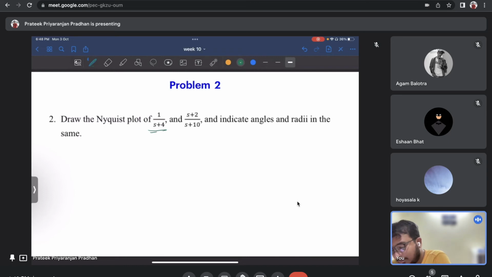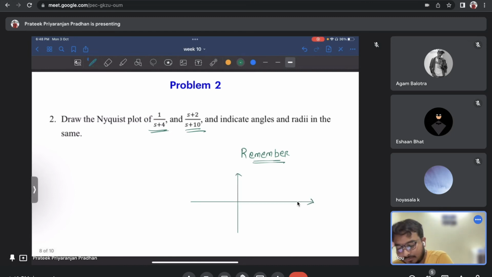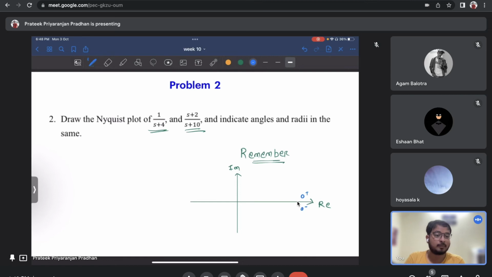So before going to these two, remember this, it will always help you. This is kind of the shortcut which I generally give in the class. This is the real axis, this is the imaginary axis. So about the phase, this is positive 0, this is negative 0. This is for remembering how to draw the plot correctly. There is no hard and fast rule for this.